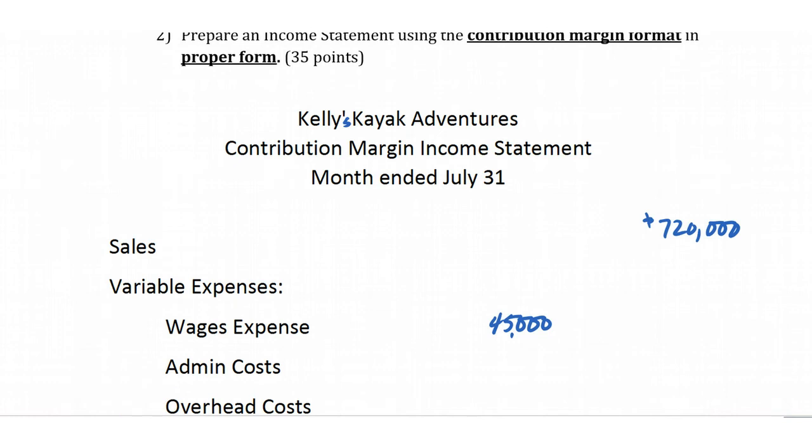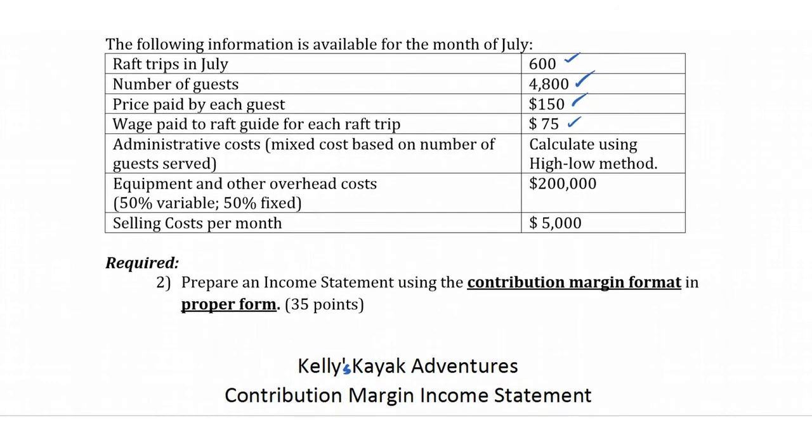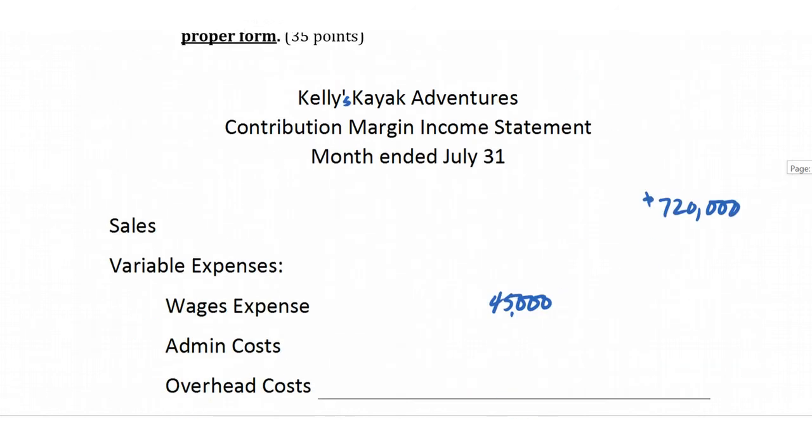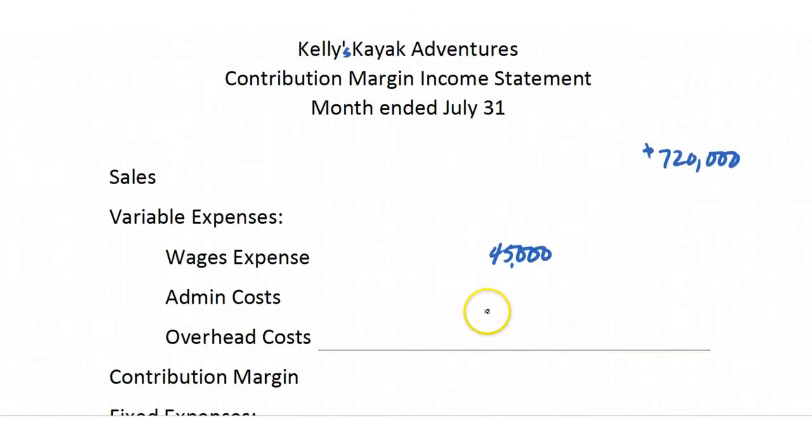All right. The next item, just working our way down, is our administrative cost. Now this is based on the information we have from the prior calculation, which we've already figured out: we know the variable cost is $35 per guest. So we had 4,800 guests. Granted, it's a mixed cost, but we're just looking at the variable piece, which is the 35. So 35 times 4,800 is 1,068.